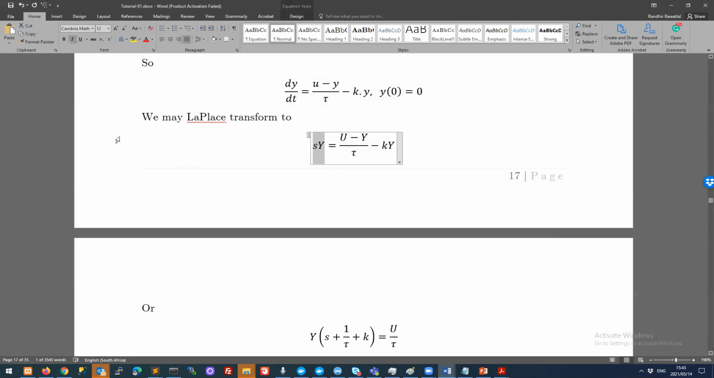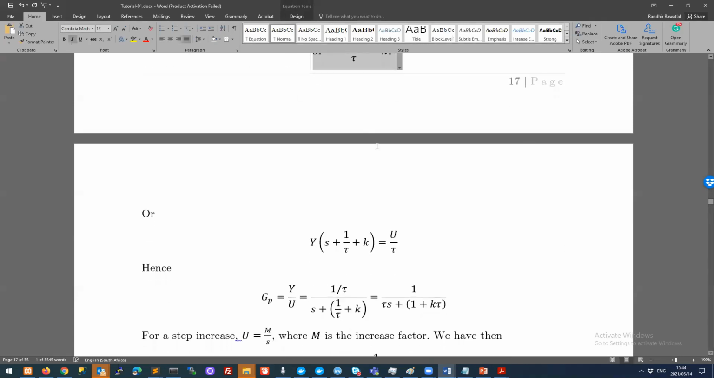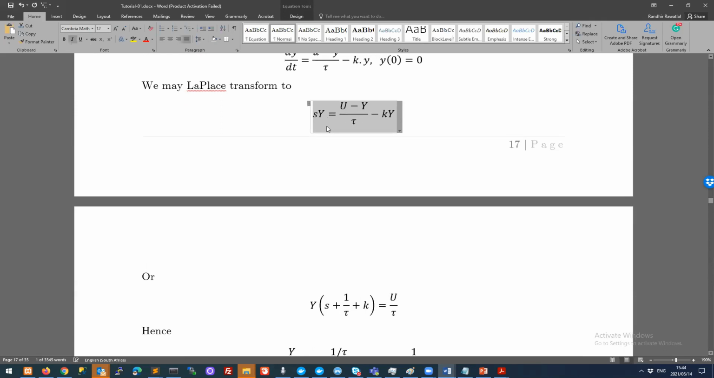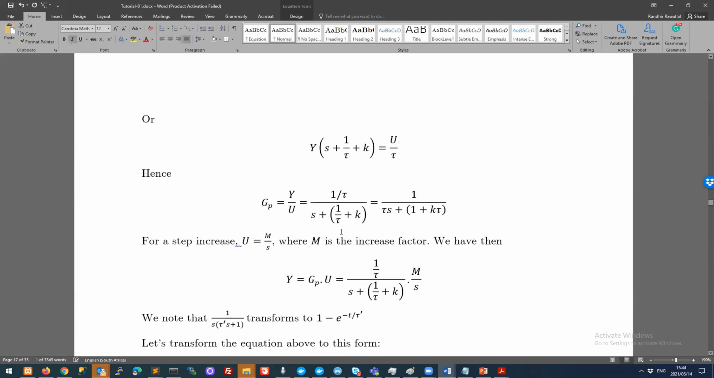Okay, so now the equation is Laplace transformed. And then we can group out our y. So you've got y here and y here and y there. And you do have a non-y. That's important if you want to solve for y. So you group all the y's together here, and then the leftover stuff is this u over tau. And then you can rewrite this in the form that we were looking for.